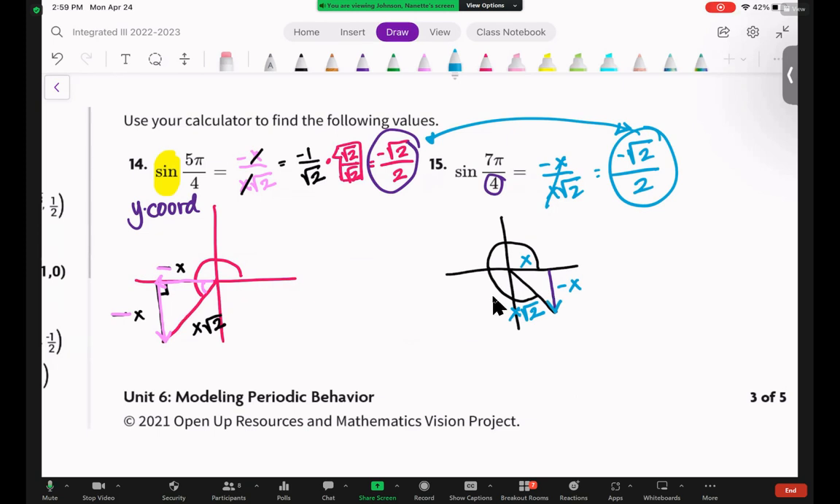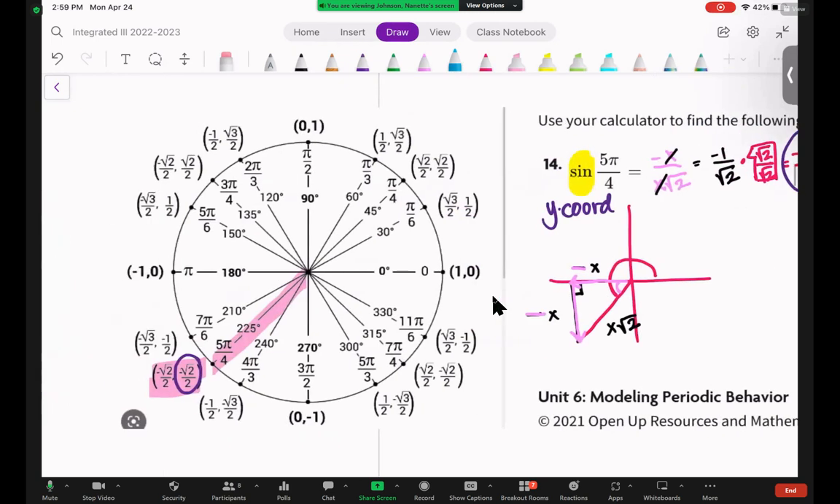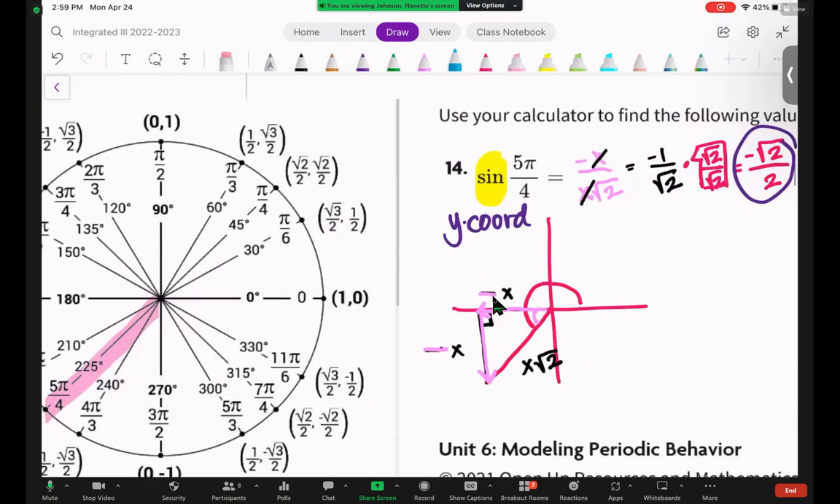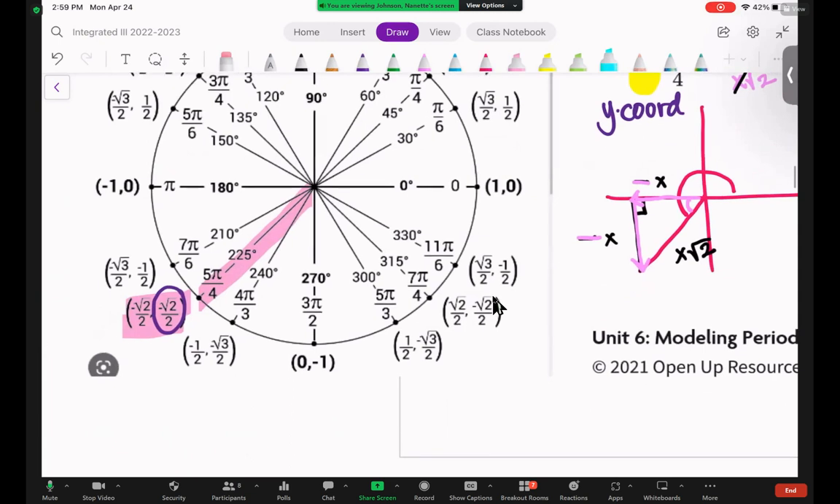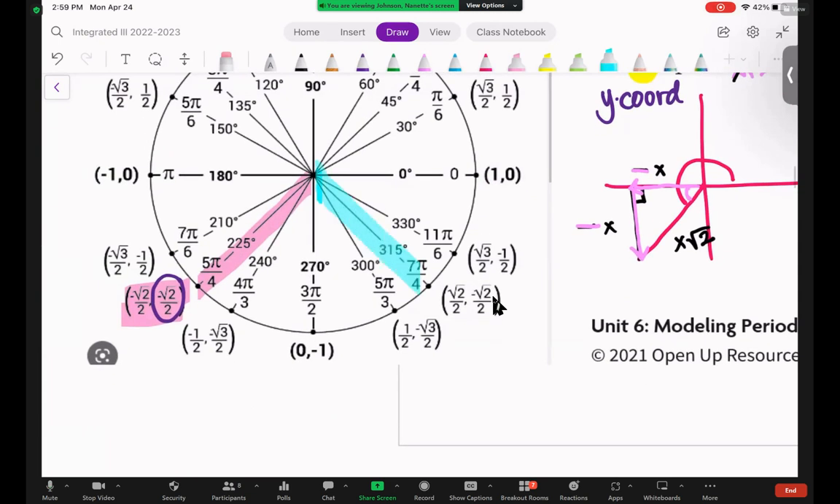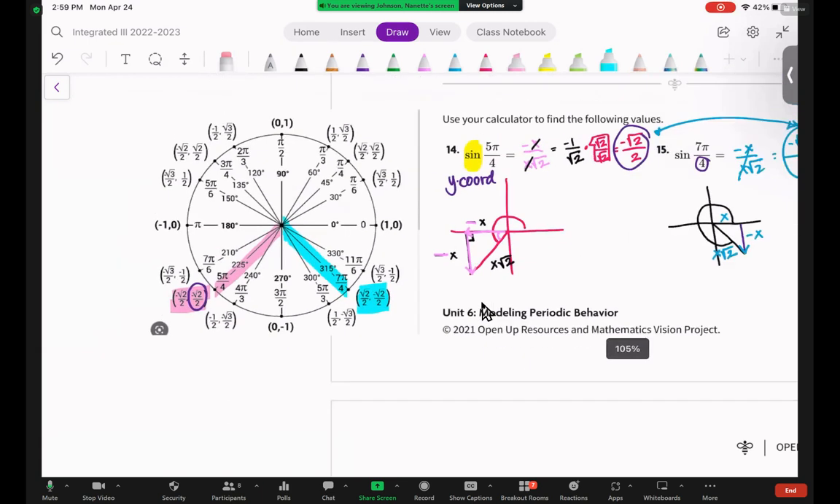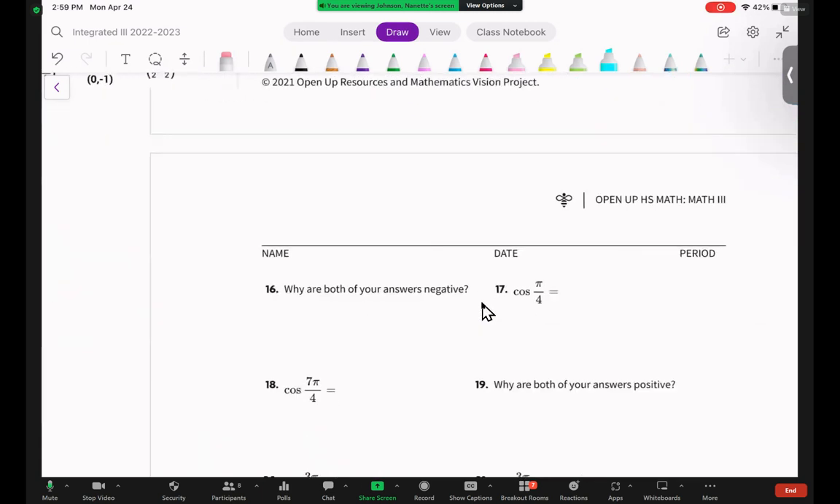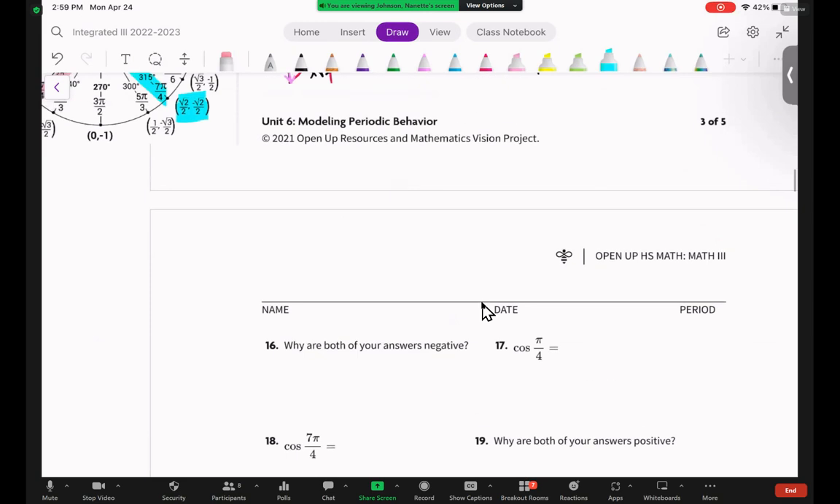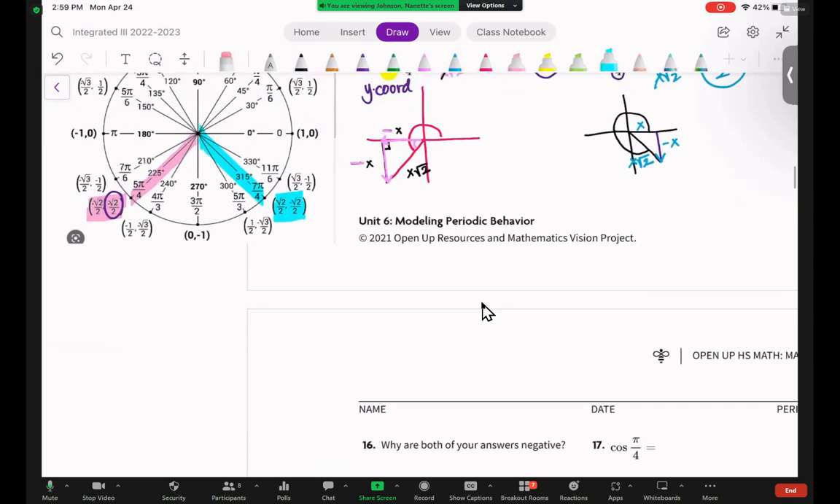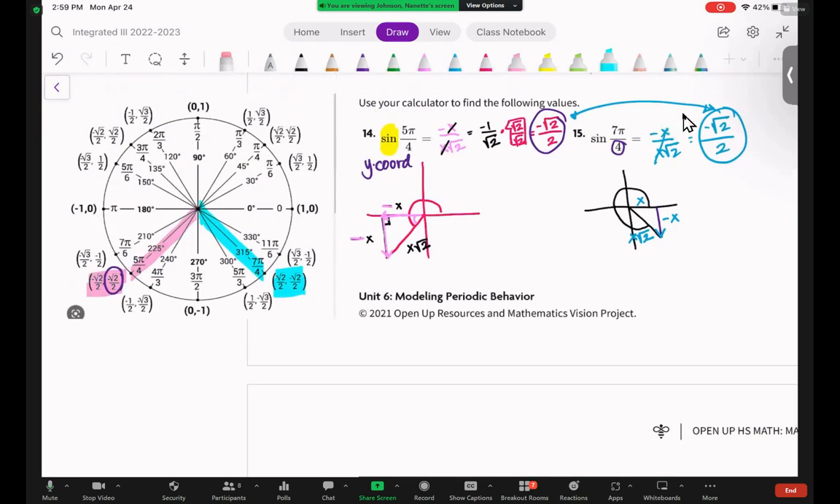So let's see if you could find it here on the unit circle. So here you're looking at 7 pi over 4, which is this guy here. Right? And then which coordinate are you looking at, the x or the y? Very good. You're looking at the y. And then the next question, I don't know if you saw the next question, is why are the answers both negative? You guys tell me, why are both of these answers negative?